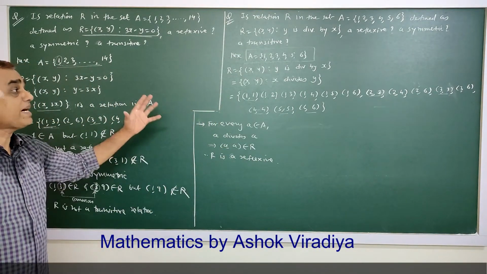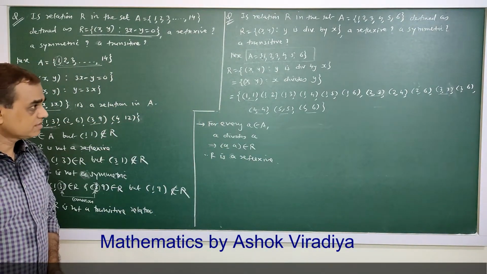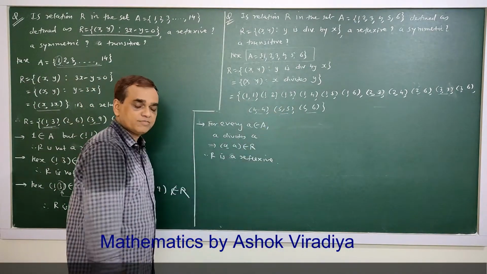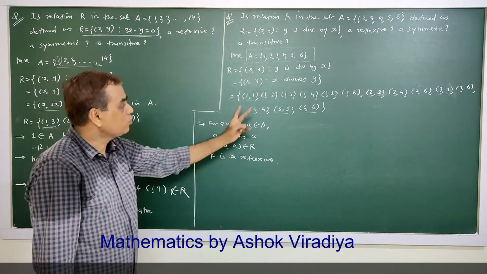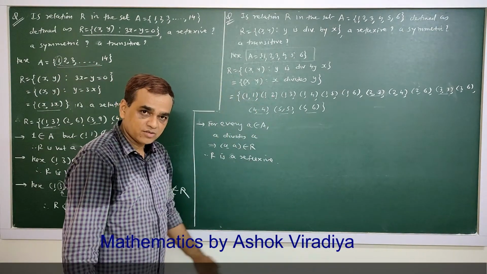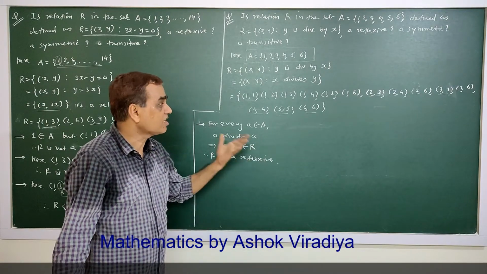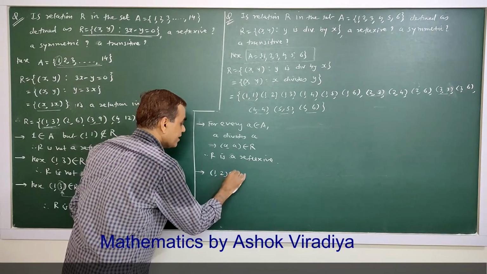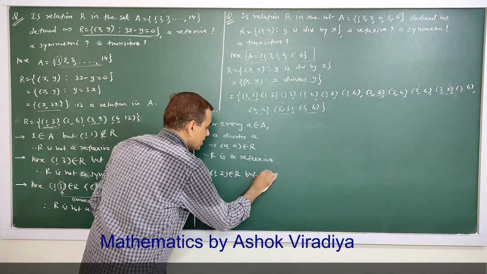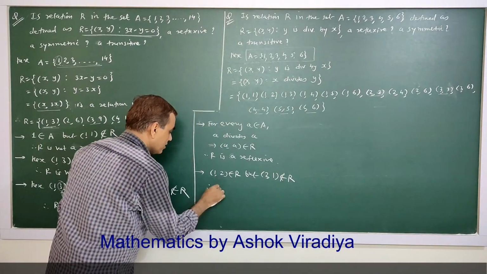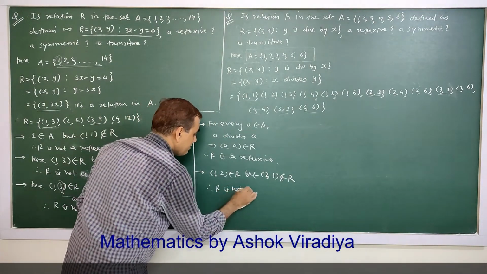Now we check symmetricity. See, for symmetricity, look in R. See, 1 2 is in R, but 2 1 is not in R. It is sufficient to say that it is not symmetric. 1 2 belongs to R, but 2 1 does not belong to R. Therefore, this is not symmetric.